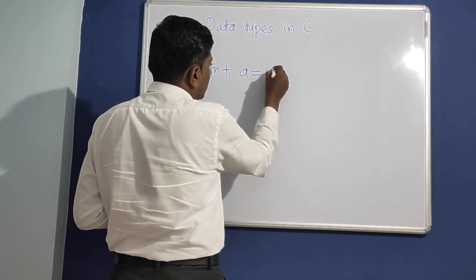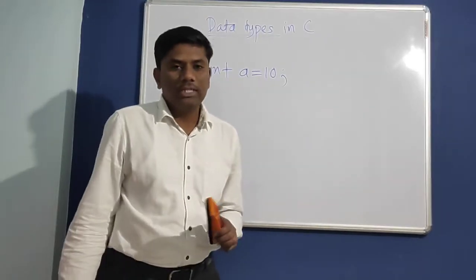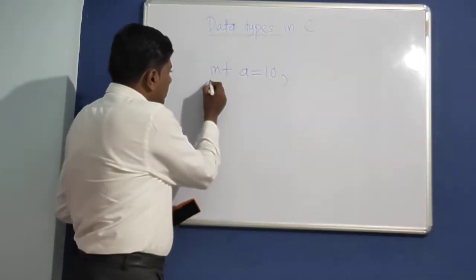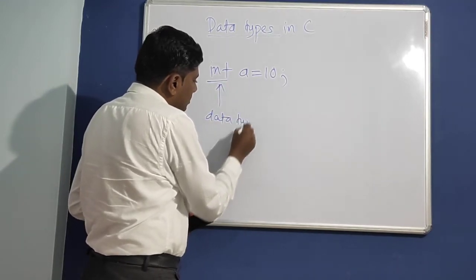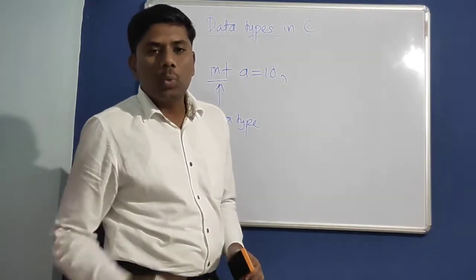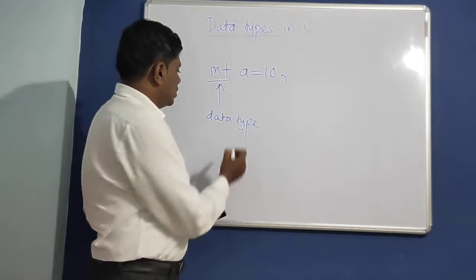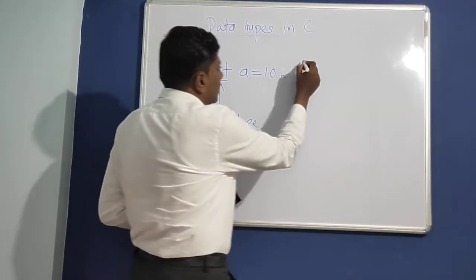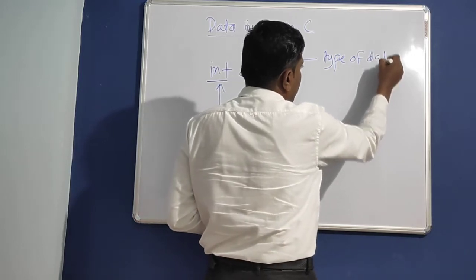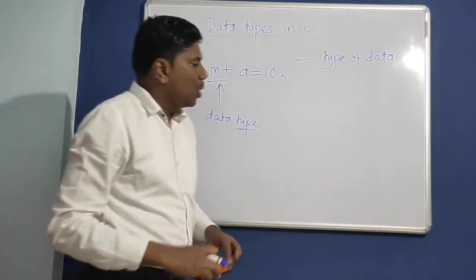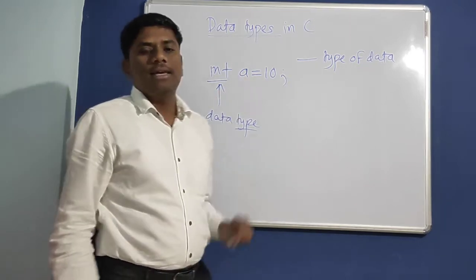int a = 10; See, in this particular statement, this one is the data type. int is a data type. So what is the purpose of this data type? As its name suggests, it gives the type of data, or it specifies what type of data will be stored in this variable a.